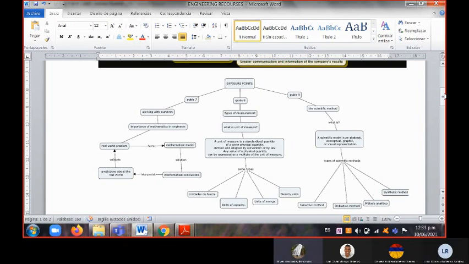Guide 9. The scientific method. What is a model? A model is an abstract conceptual, graphic, or visual representation. Types of scientific method: inductive method, deductive method, analytic method.